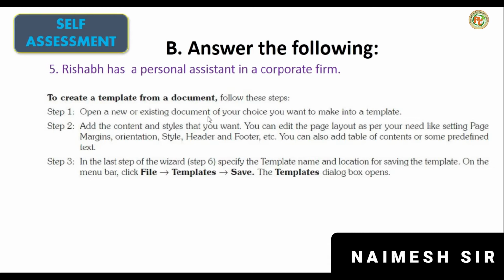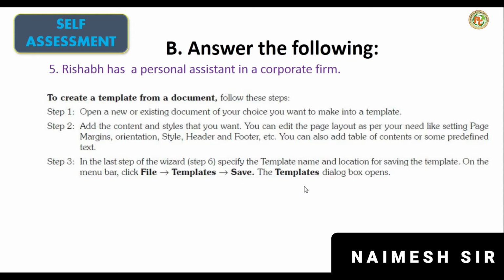Open new or existing document, which is going to be made as a template. Now add content and add the styles. Now after editing, you have to change the layouts as per the page setting, like margins, orientation, styles, headers and footers, etc. After that, he can change table of content or some predefined text. And at the last step number 6, we have to give the template name and location where it is to be saved. And from the menu he will click on the file. From the file, click on the template and click on the save. This way he can create his own templates.